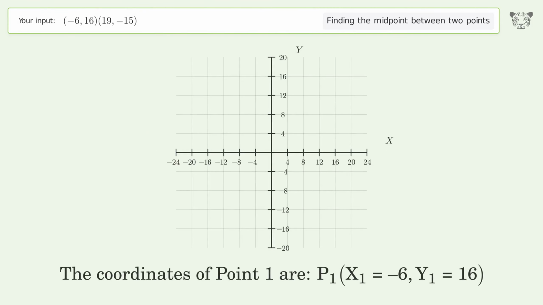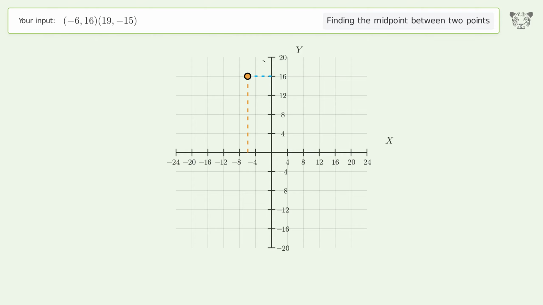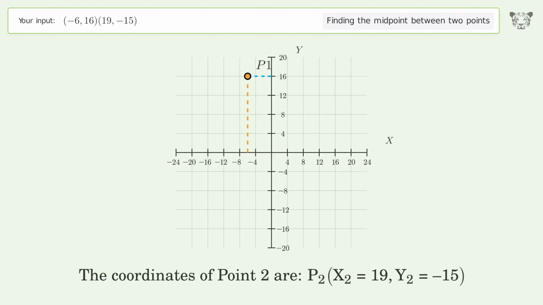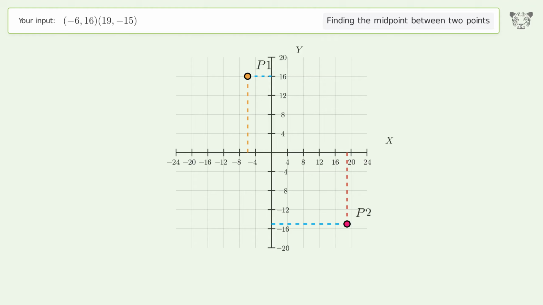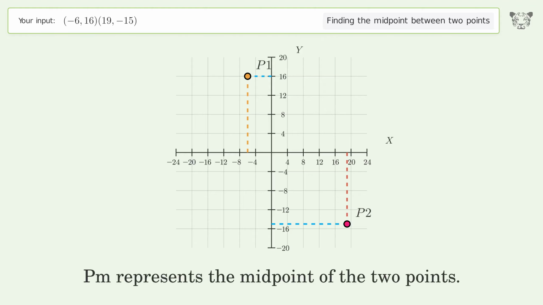The coordinates of point 1 are, x1 equals -6, y1 equals 16. The coordinates of point 2 are, x2 equals 19, y2 equals -15. PM represents the midpoint of the 2 points.